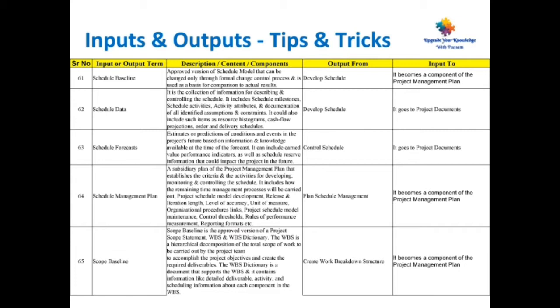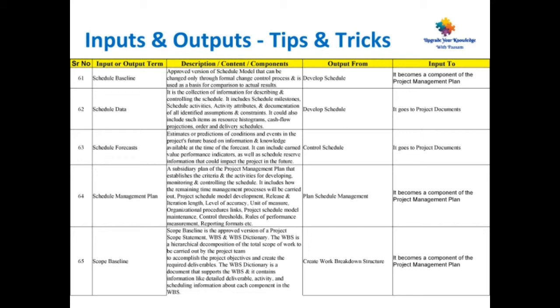Point number 64, schedule management plan. A subsidiary plan of the project management plan that establishes the criteria and the activities for developing, monitoring and controlling the schedule. It includes how the remaining time management processes will be carried out, project schedule model development, release and iteration length, level of accuracy, unit of measure, organizational procedure links, risks, rules of performance measurement, reporting formats, etc.